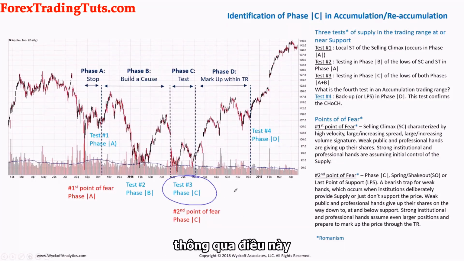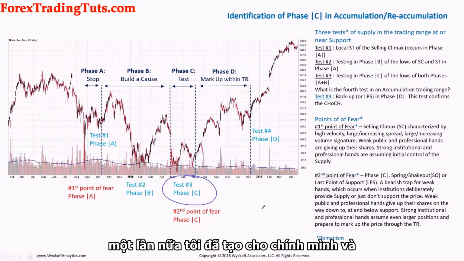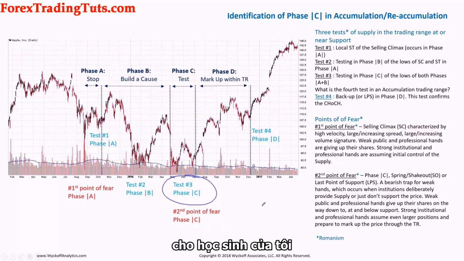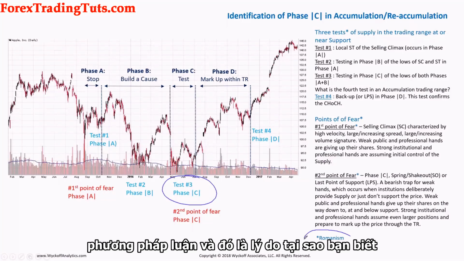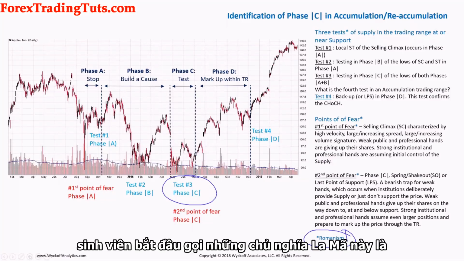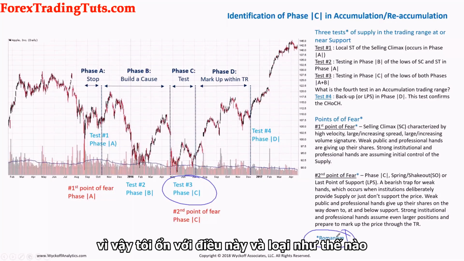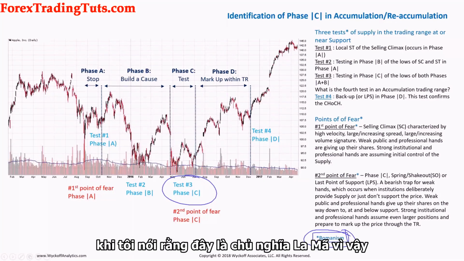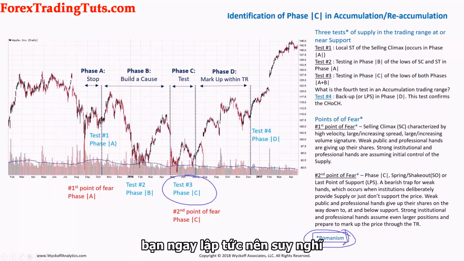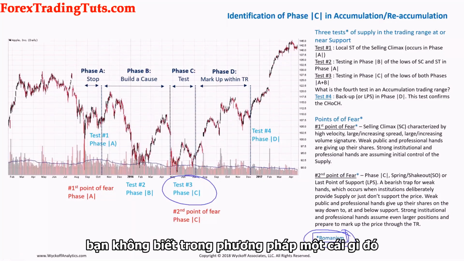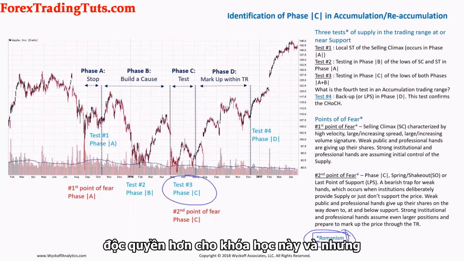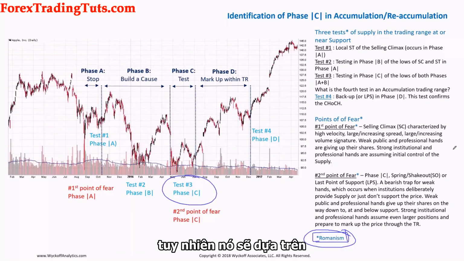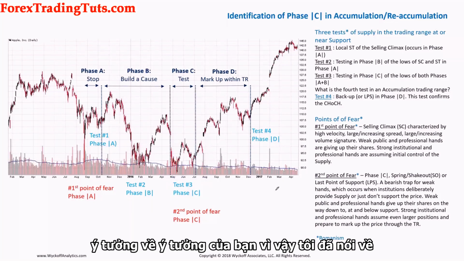We kind of went through this, and these are just shortcuts that, again, I've created for myself and for my students. This is not necessarily in the methodology, and that's why students started calling these Romanisms. So I'm okay with this. When I say that this is a Romanism, you should instantly be thinking, not in the method, something more proprietary to this course, but still it's going to be based on the ideas of Wyckoff.